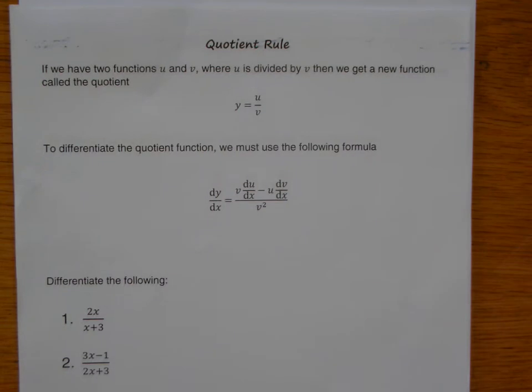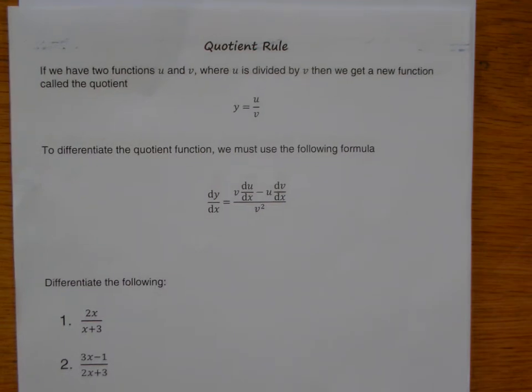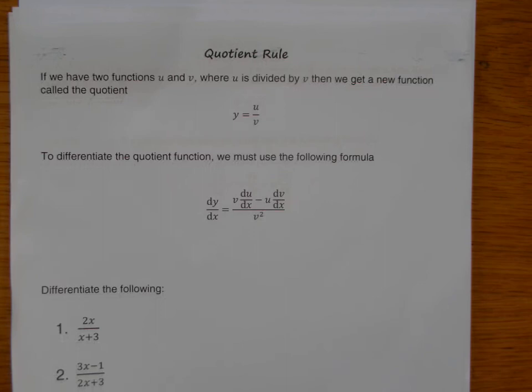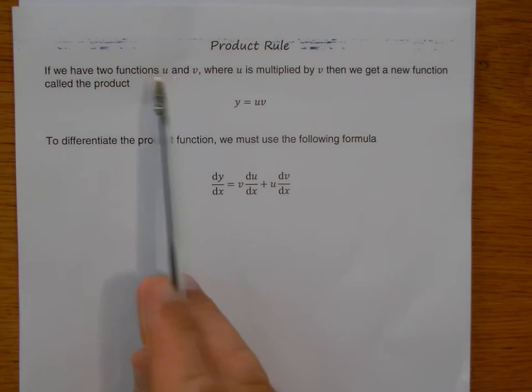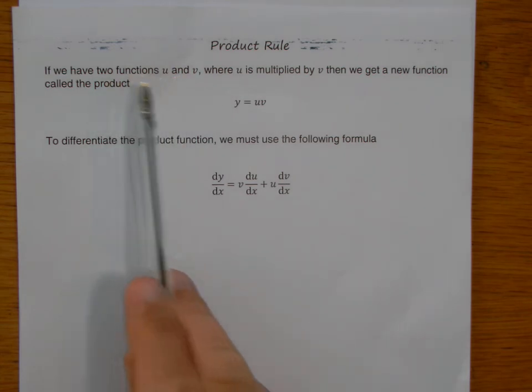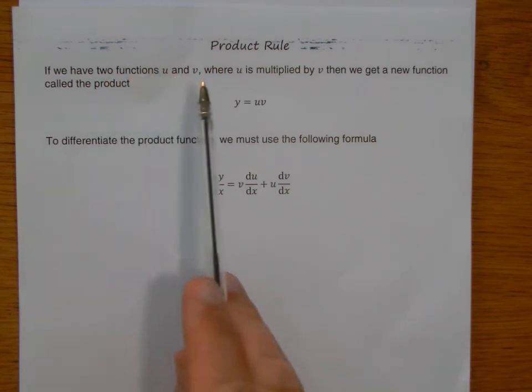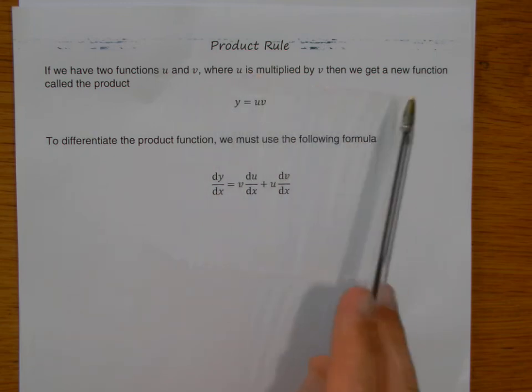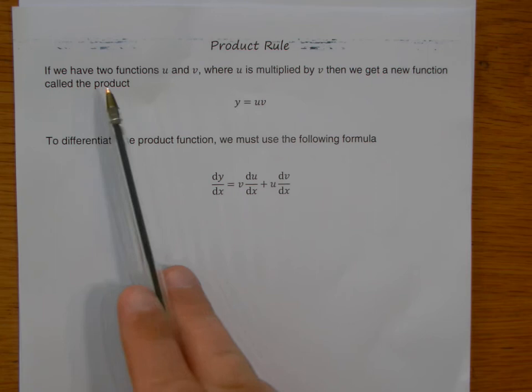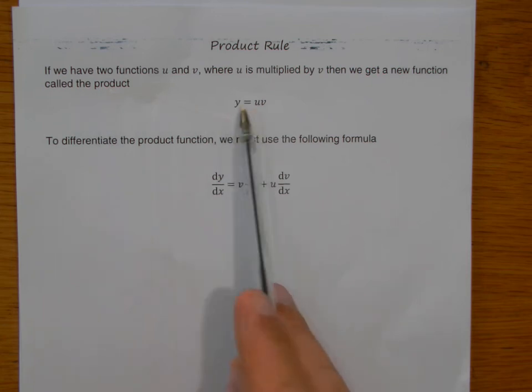Okay, so today we're going to look at the quotient rule. Alright, now let's just remind ourselves of the product rule first of all. So if you remember from before, we have two functions, u and v. If u is multiplied by v, then we get a new function called the product, okay?